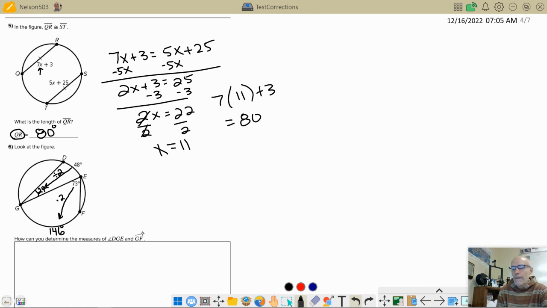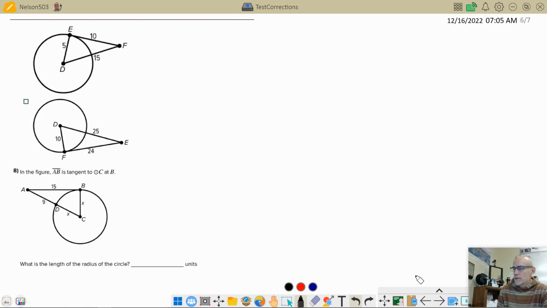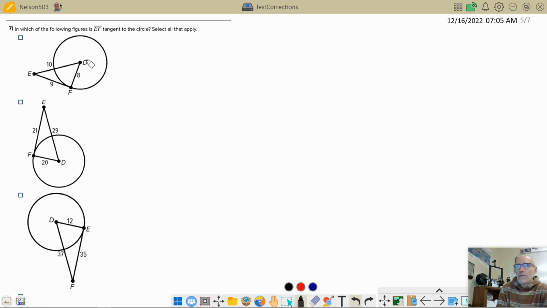All right. Let's see. We're on number 8. Nope, 7. We're on number 7. How do we know that we have a tangent here? It's if it makes a right angle. If the line that's touching the circle in one spot makes a right angle with the radius, then we can confirm that this is actually a tangent line.